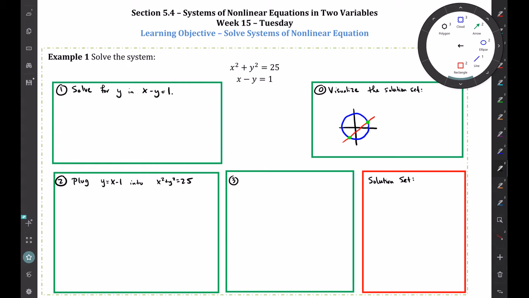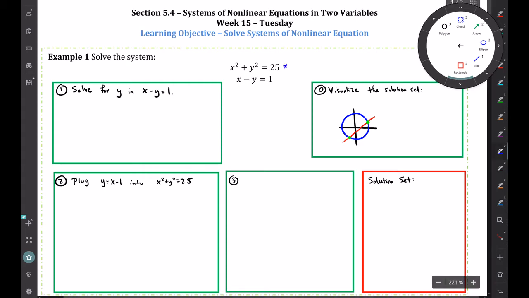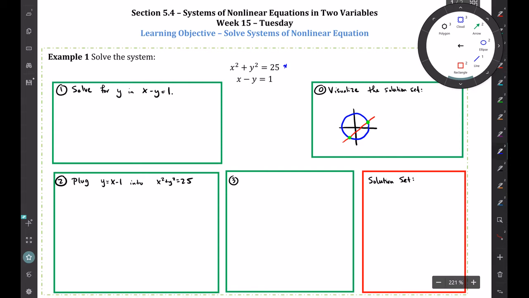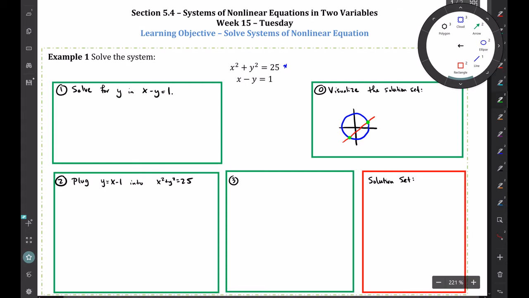minus y equals 1. As a step 0 in this process, I recommend trying to visualize what the solution set is going to look like geometrically. This first equation is a circle, which I've plotted. It's a circle of radius 5, centered at 0, 0. And the second equation is a line of slope 1 that's going to pass through the y-intercept of negative 1. So I'm expecting two solutions here. You would expect two solutions in the generic case anyways.